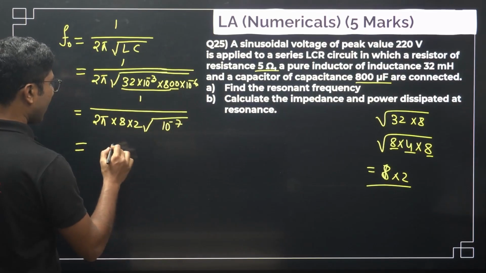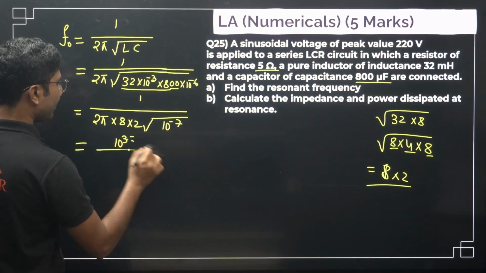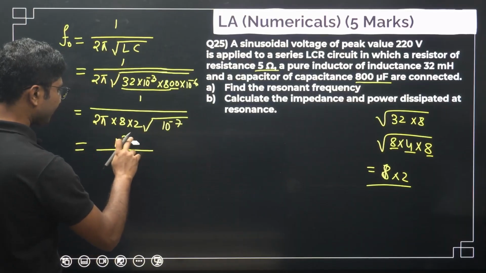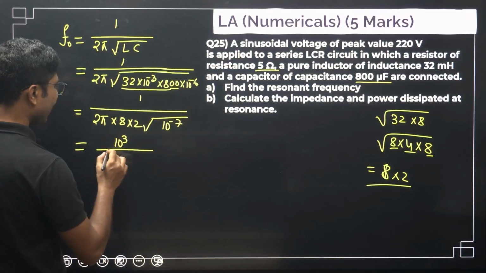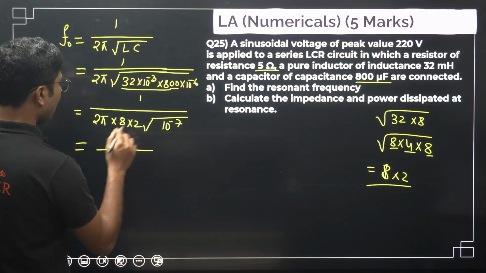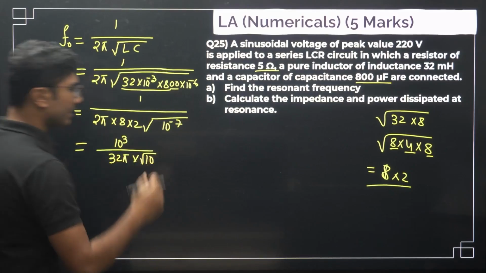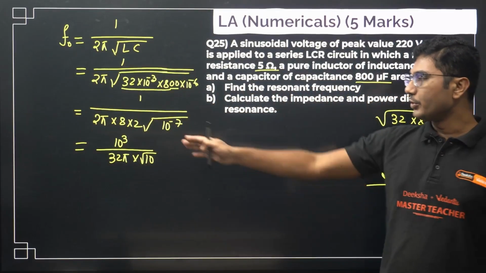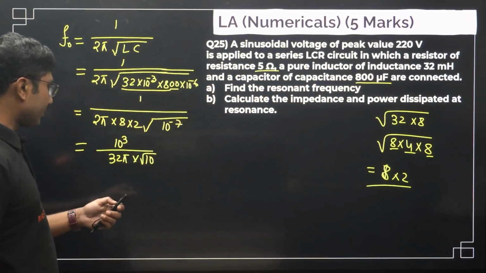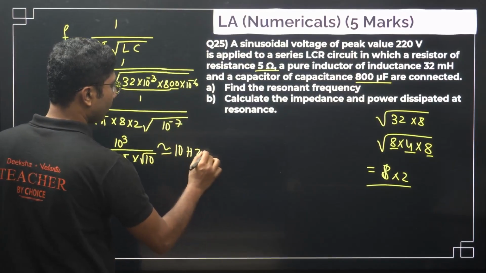So it will go up and it will become 10 to the power of 3.5 divided by, so it is slightly tricky, worry not, you can have it like this as well: 32 pi into square root of root 10. So this is how you can simplify it. You can put your calculator and calculate it, which is easily calculable. So the resonant frequency value will come out to be 10 hertz. You can check if it is coming out to be 10 hertz or not.